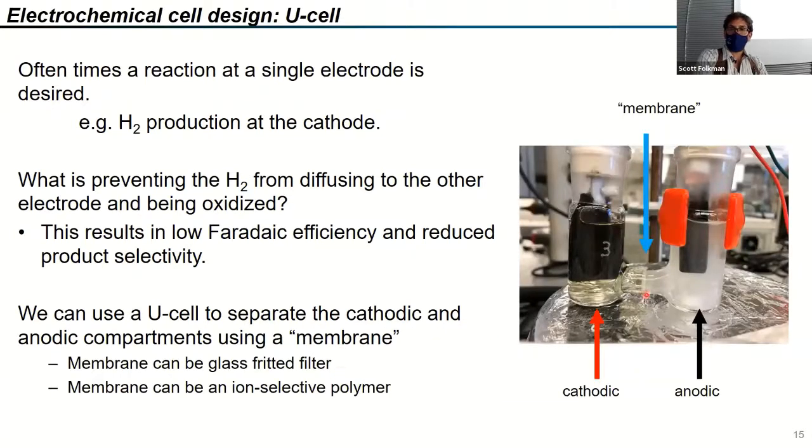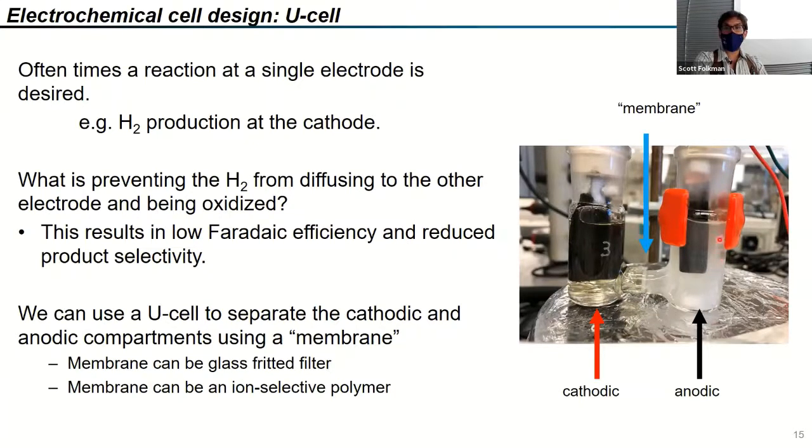And you have them separated with a membrane, which can be just a fritted glass filter. And then you have the two chambers separated. So here I have my cathodic compartment and here I have my anodic compartment. One key thing to keep in mind when you are using a U-cell is that the working electrode, this is a black glassy carbon electrode, is in the same compartment as your reference electrode.